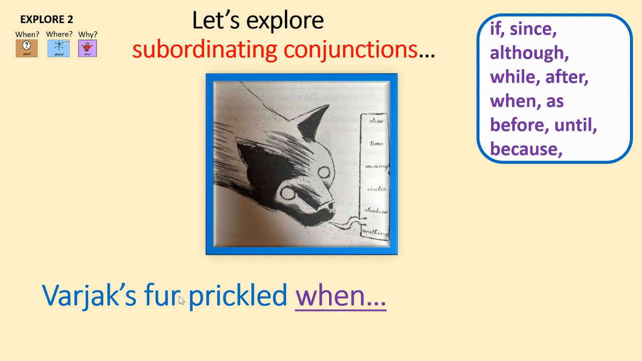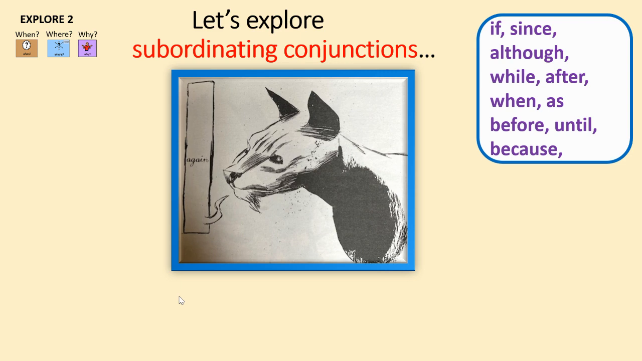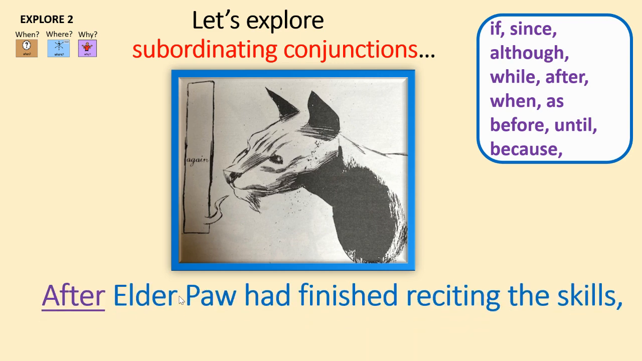Okay. Varjak's fur prickled when his grandfather whispered to him the way of Jalal. That's what I wrote. I wonder what you wrote and said about why Varjak's fur was prickling. Okay. Right, here we go. So here's the picture. Some of you may wish to press pause now and write down your own sentence, which includes a subordinating conjunction. Okay, and the rest of us, we are going to continue and have a look at my sentence starter.